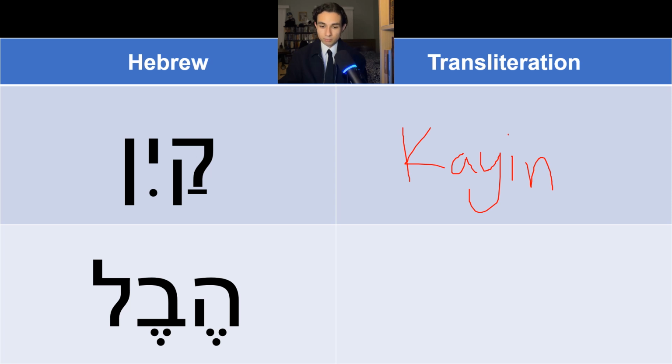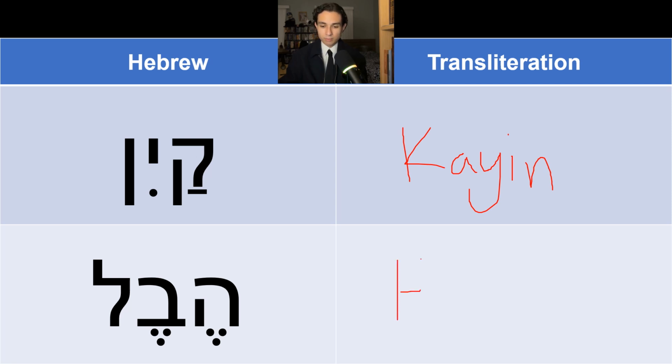Cain. Cain. And as I mentioned, people have their own way of transliterating things. So this is an example. For the letter Kof, maybe somebody used the letter Q, and that's fine, as long as we're both saying Cain.